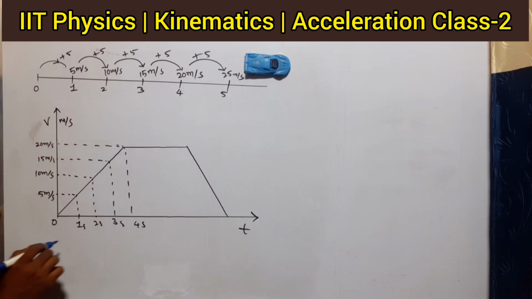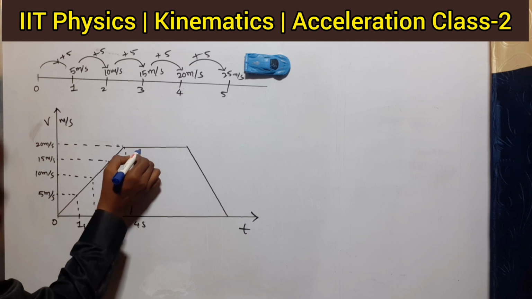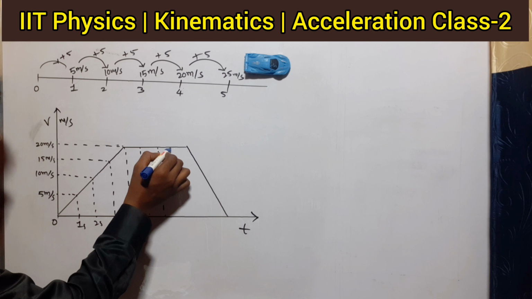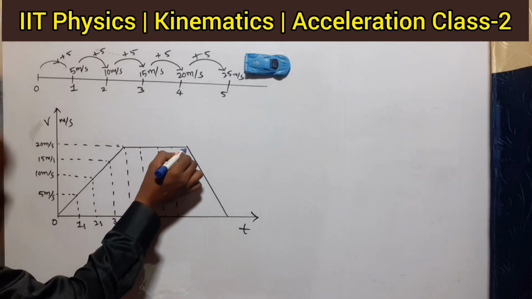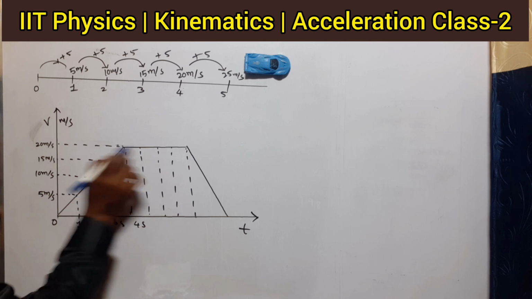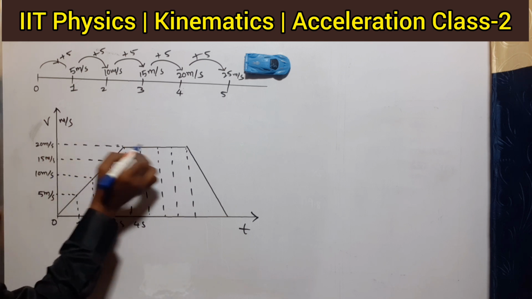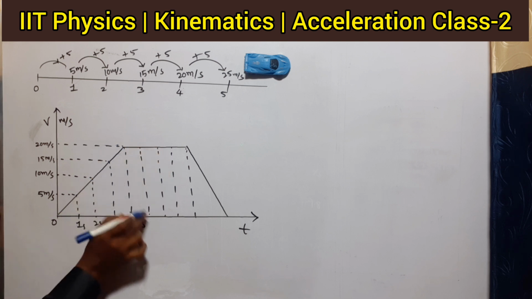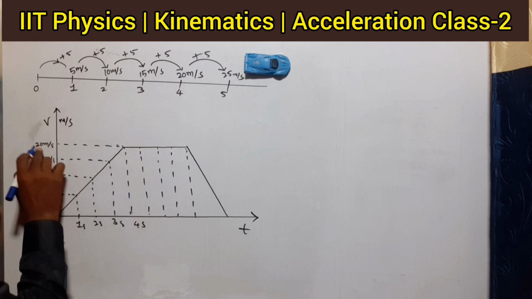Speed. Then after the 5th second, 6th second, 7th second and 8th second, there is no change in speed. It is maintaining the same speed, which means this is uniform motion. Velocity is constant, which means acceleration is 0. How will it be 0? Let us see.